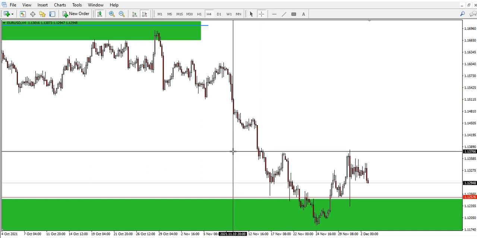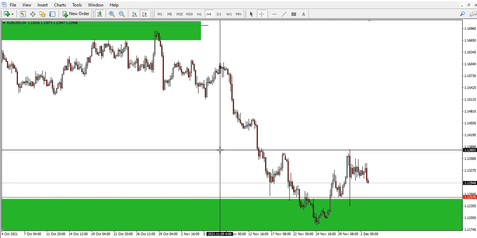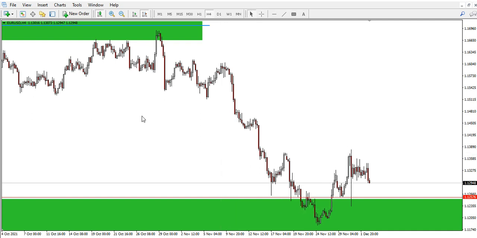As we can see now here. Okay, we need to have a shift of market structure, and then we can confirm whether we are going to buy or we are going to sell.